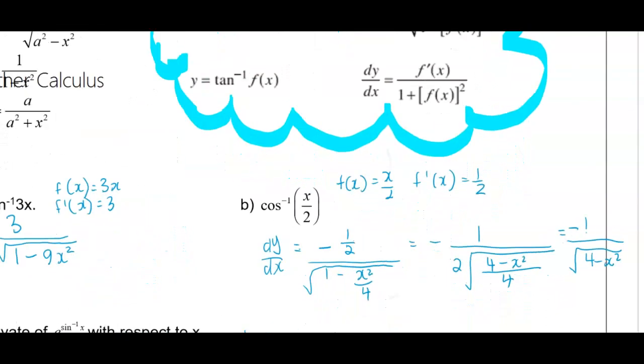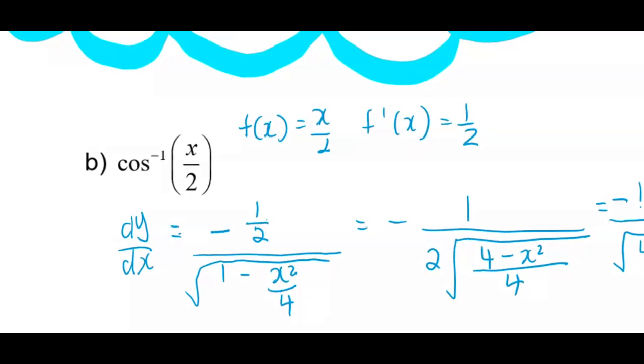The next one here, we've got cosine inverse x on 2. So just noting that we've got our f of x being x over 2, so therefore our f dash of x is a half. Now when we pop that straight into the formula, we're going to get f dash of x with a negative in front of it over the square root of 1 minus f of x squared. It's going to look like that, but we are not going to be leaving a fraction like that on the bottom line, so I'm going to neaten that up.